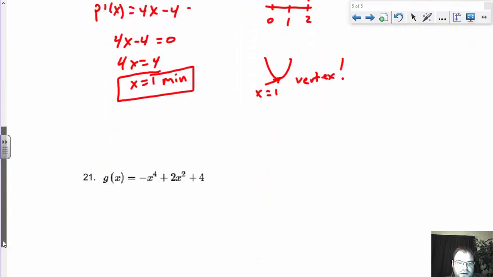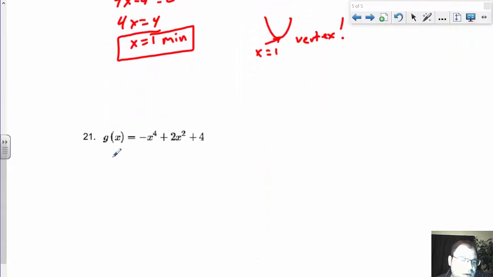All right, let's go down here, and we'll say the derivative of this is -1 times 4, which is -4, x to the power of 3 now. 2 times 2 is 4, x to the power of 1. The derivative of a constant, of course, is 0, and we'll set this equal to 0.